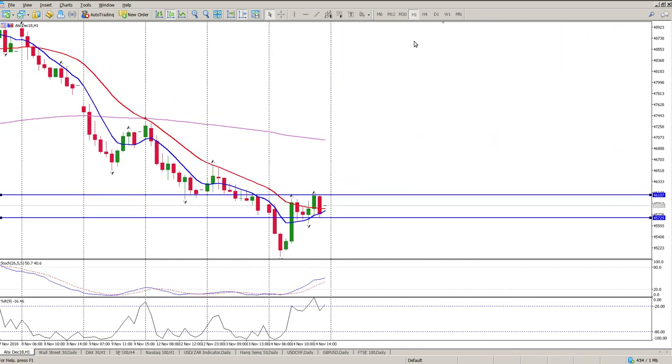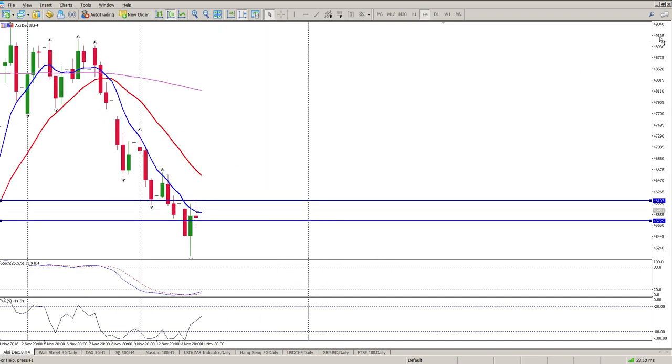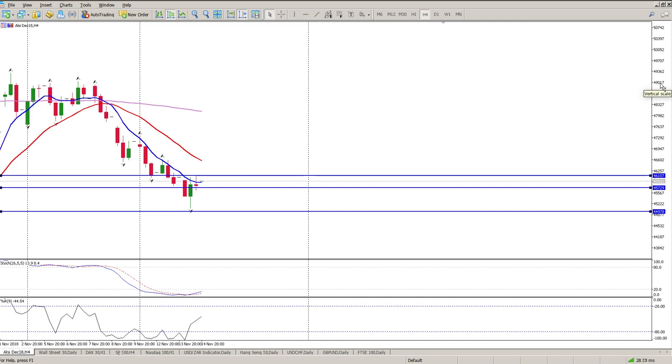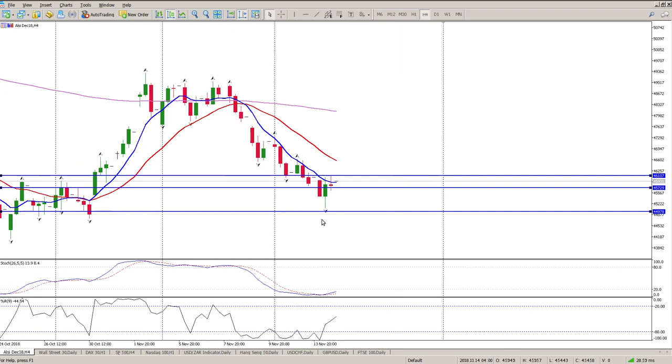Looking at the hour, you can see the trend is still very much down. We do have this little rally here, but I really think it's going to be short-lived. For me, the trend is still down, and I think we may get a small rally this morning. I don't think we're going to get much, but then I suspect we're moving back to the downside.